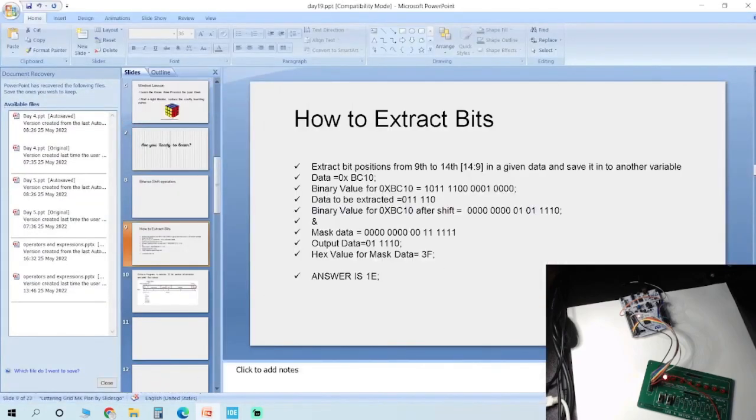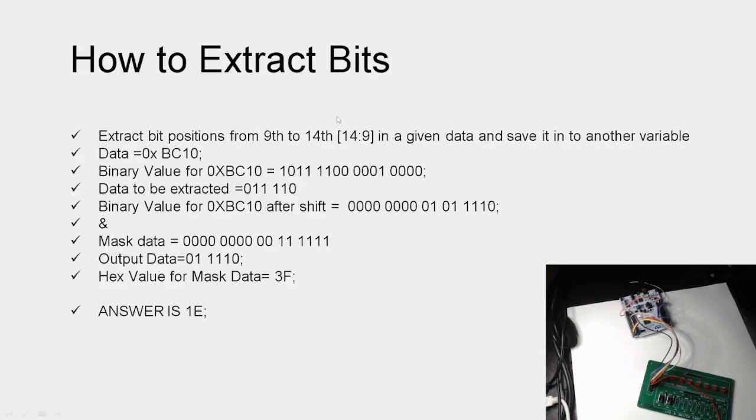Now let us see an example of how to extract bits. For example, I have a data like this, BC10. The binary value for BC10 is 1011 1100 0001 0000. So this is the binary value and data to be extracted. We need to extract the data from 9th to 14th bit. So this is 0, 1, 2, 3.